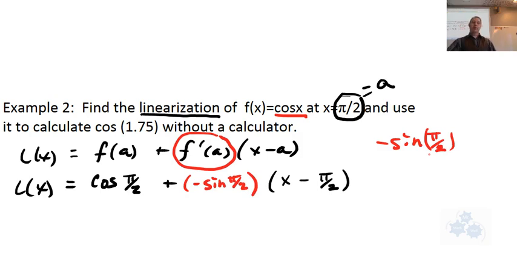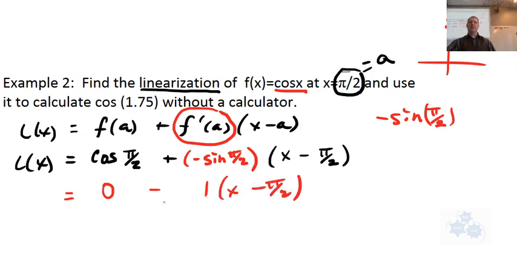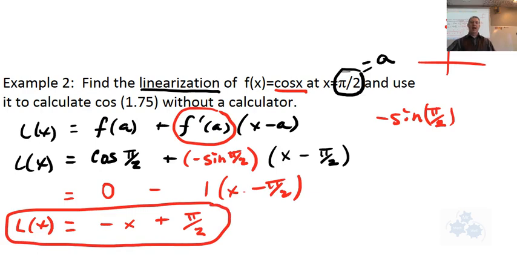Okay. So we should simplify this, maybe a little, if we can. So what's cos of pi over 2? 0. Okay, so cos of pi over 2 is 0. That's okay. Minus, what's sine of pi over 2? 1, thank you. Times x minus pi over 2. So let's distribute a little bit of that here. So we have negative x plus pi over 2. And that is the linearization.